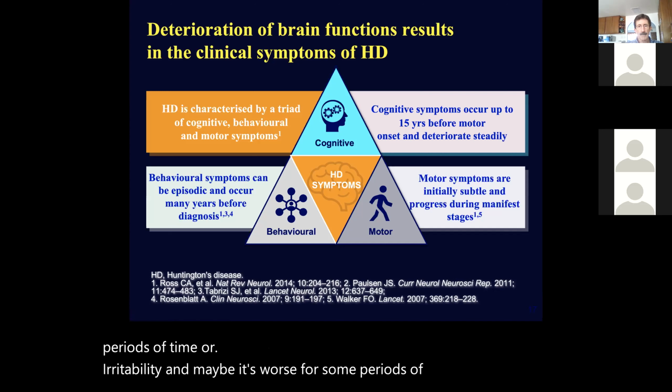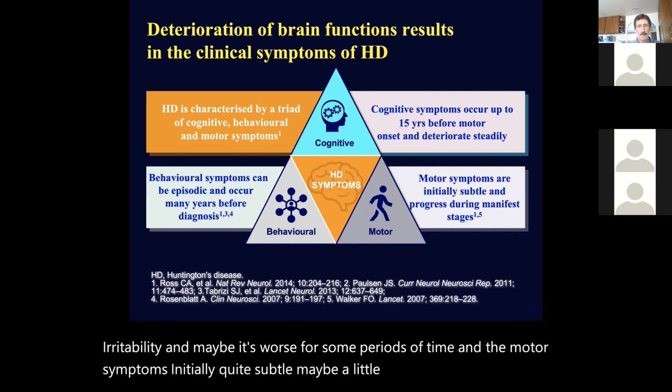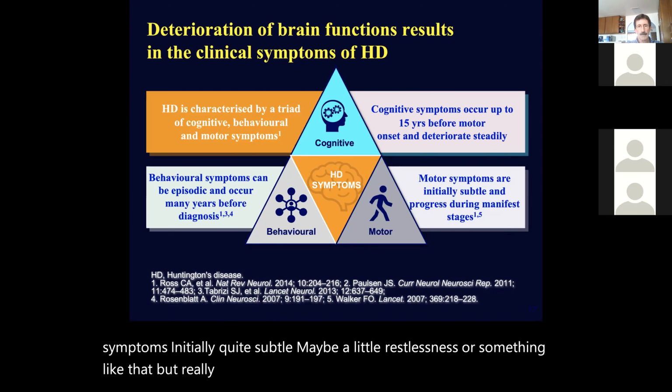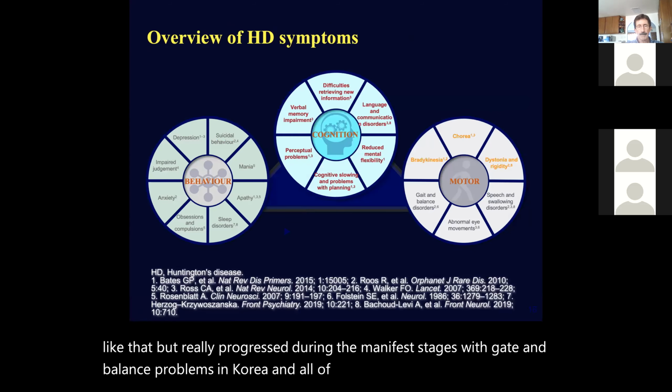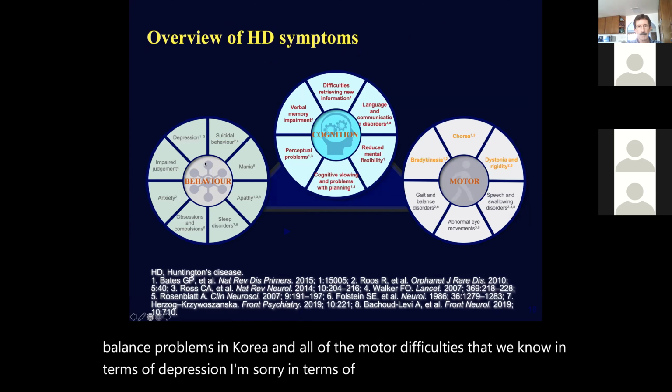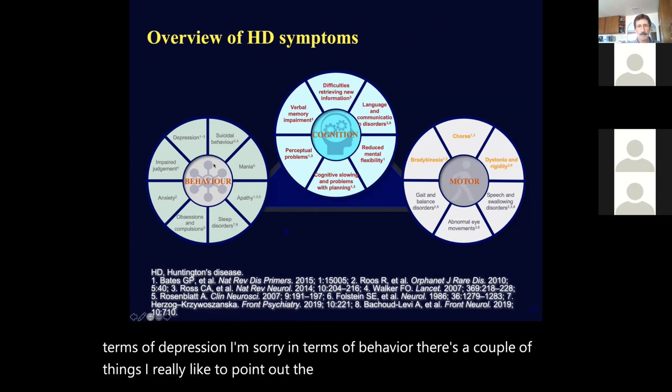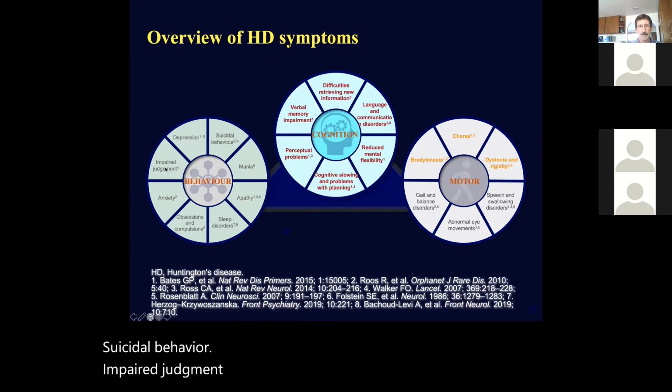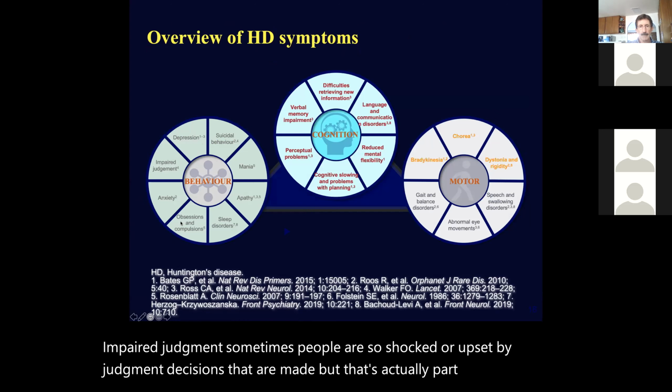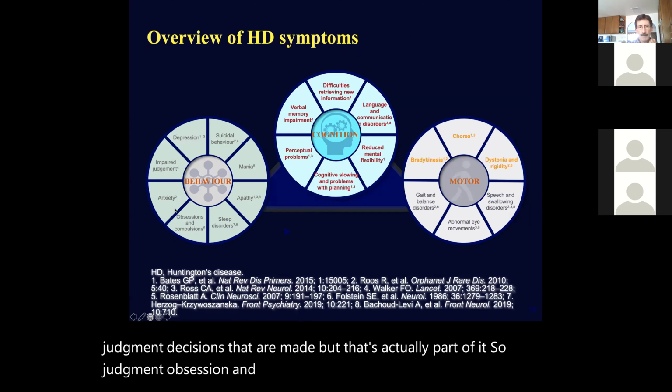And the motor symptoms are initially quite subtle, maybe a little restlessness or something like that, but they really progress during the manifest stages with gait and balance problems and chorea and all of the motor difficulties that we know. In terms of depression and behavior, there's a couple of things I really like to point out. The apathy, as we talked about, depression, suicidal behavior, impaired judgment. Sometimes people are so shocked or upset by judgment decisions that are made, but that's actually part of it. So judgment, obsession and compulsive behavior, anxiety, sometimes even sleep disorders.